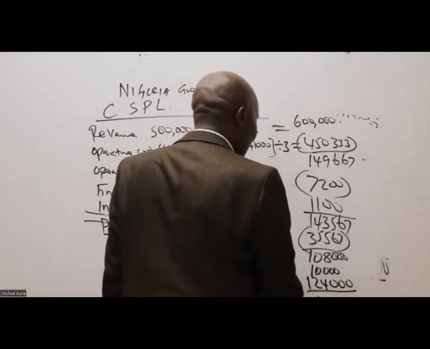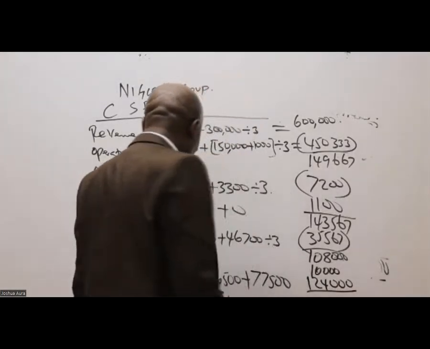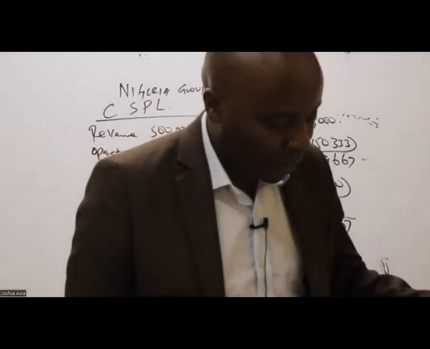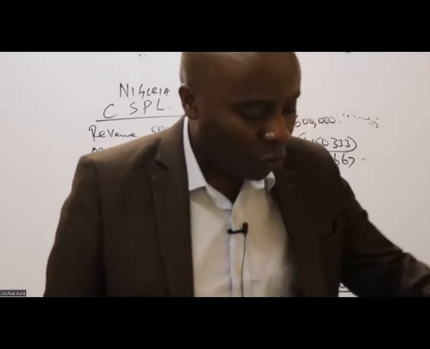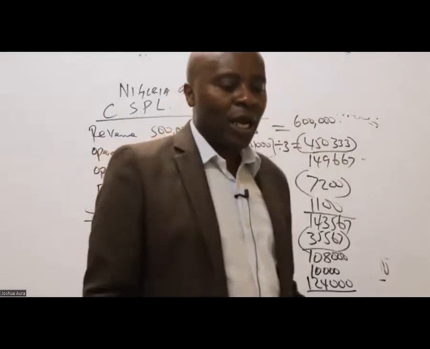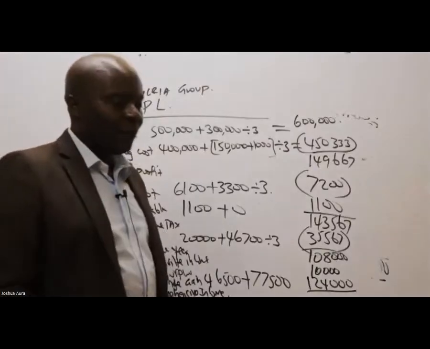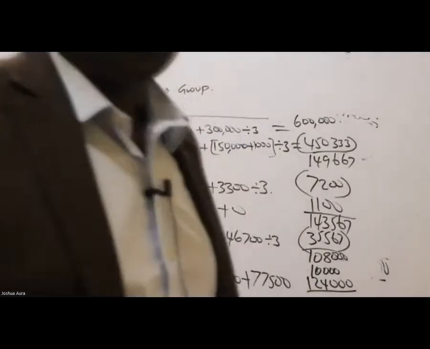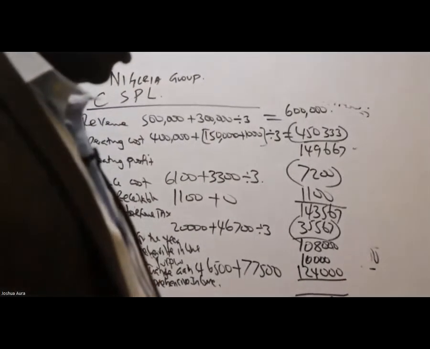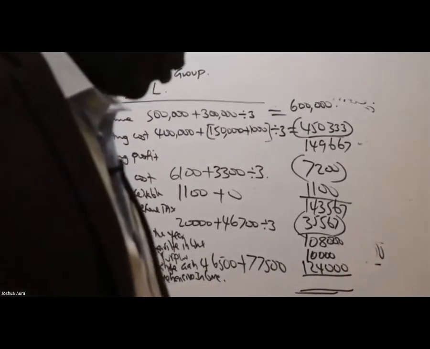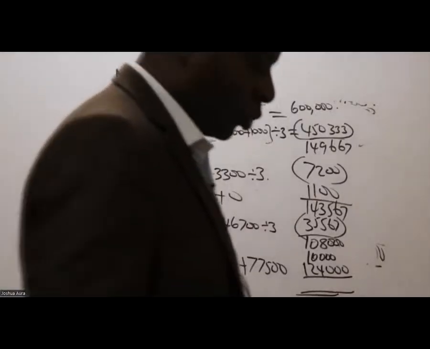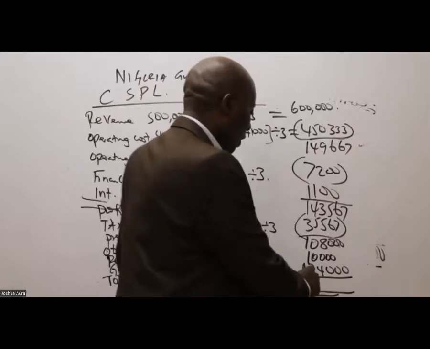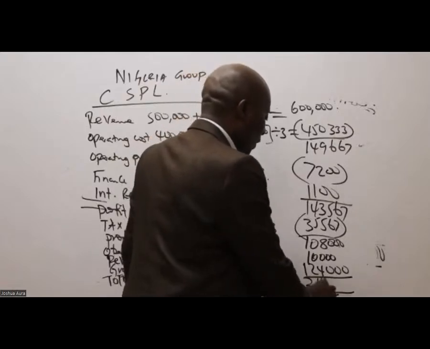So please come and add there to give us the total comprehensive income. The total comprehensive income, how much will it come to when you add? 242,000. That is the end of the thing.